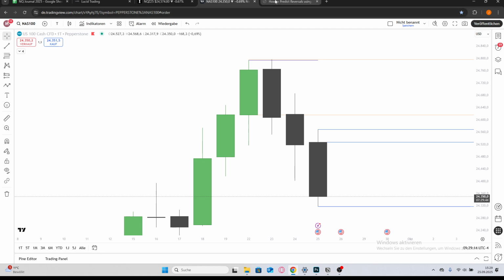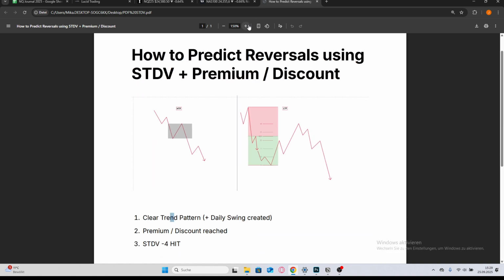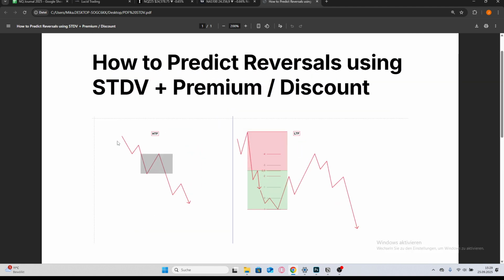But now let's get back to the list. So I think I gave you a good answer for this point. And the next thing is we want to watch for premium discount reached. So what do I mean by this? I prepared a nice example here. So this is a higher time frame. Let's imagine here was a swing, and now we have a downtrend here.